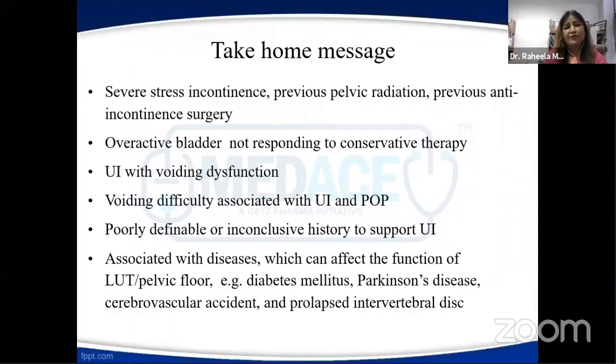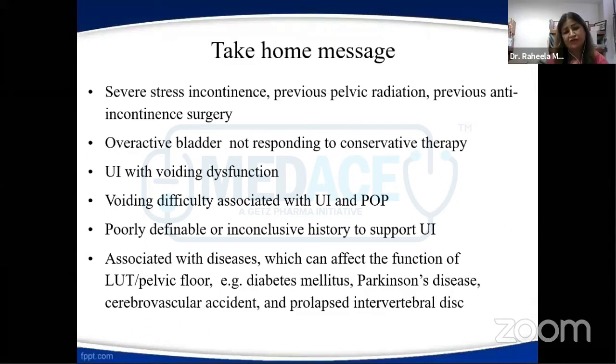So my take-home message would be that for severe stress incontinence, previous pelvic radiation, previous anti-incontinence surgery, please do urodynamics to establish a new diagnosis, or even if urodynamic stress incontinence is the diagnosis. Overactive bladder not responding to anticholinergics for more than 3 months, of course you have to do this. Urinary incontinence with voiding dysfunction, yes. Voiding difficulty with UI and pelvic organ prolapse, which is not explainable by the degree of prolapse or has an element of detrusor underactivity.